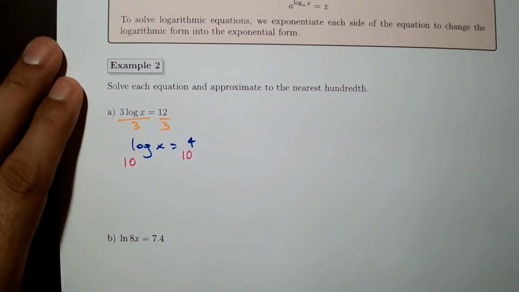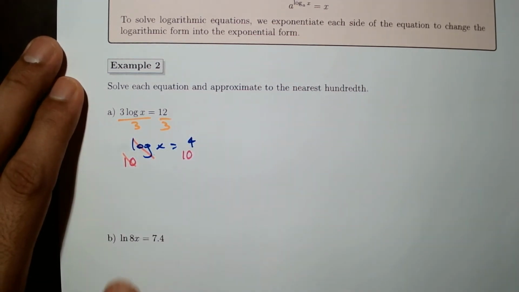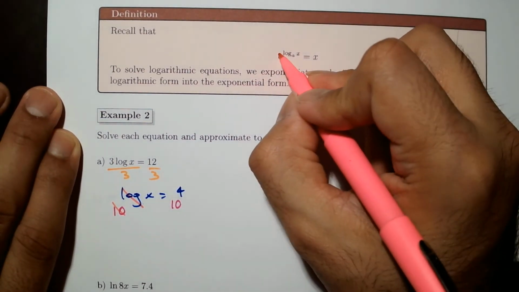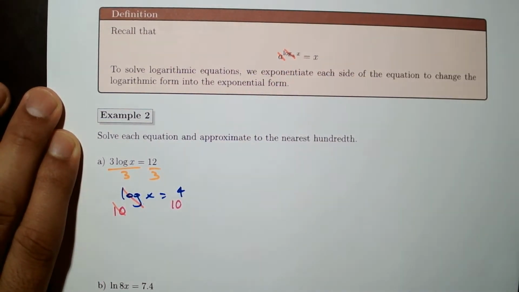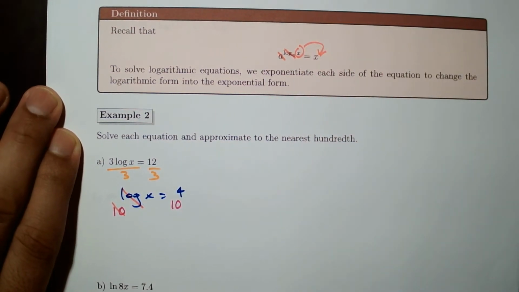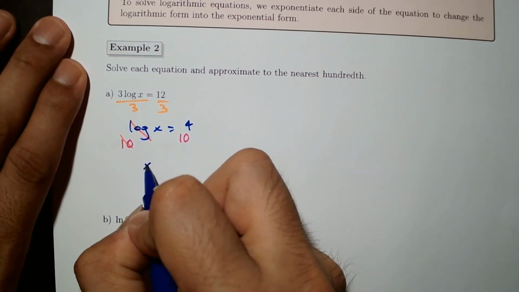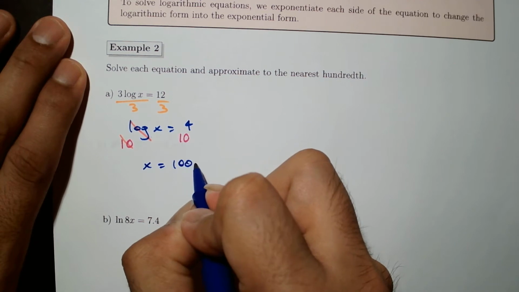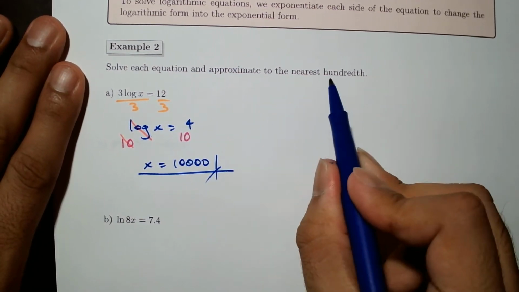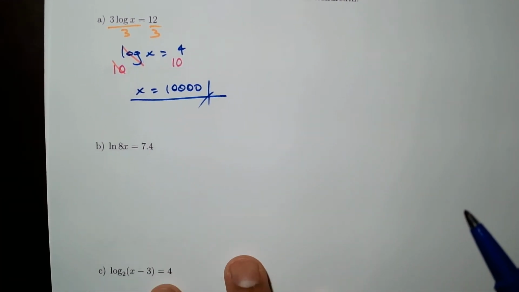So what's going to happen here? Cancel logarithm with exponential, which is essentially what we're doing here. Cancel exponential with logarithm to get x by itself. All right, so we get x equals 10 to the fourth, which is 10,000. So, well, in this case, no decimal, but maybe how about the next one?